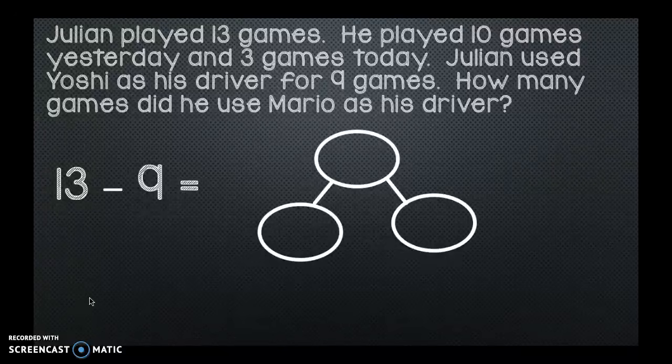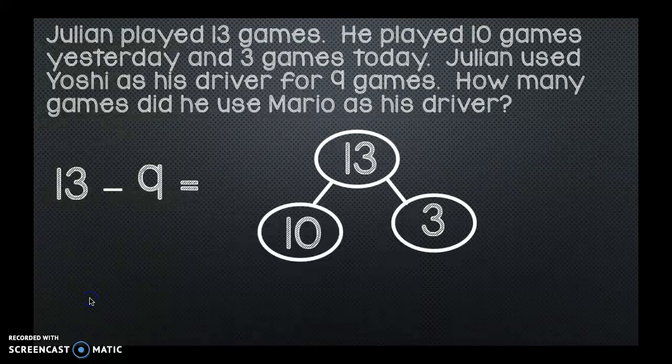Okay, is your number bond all filled in? Here we go, we're going to check it. I started with the whole amount because it says Julian played 13 games. So I already know how many games he played altogether. Then my 2 parts are going to come next. It said he played 10 games yesterday and 3 games today. I know that that's correct because if I add 10 and 3 more, I get 13. I'm going to check it really fast by counting on my counting sticks. 10, 11, 12, 13. Yep, good job.